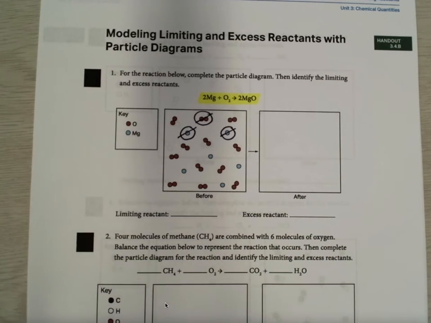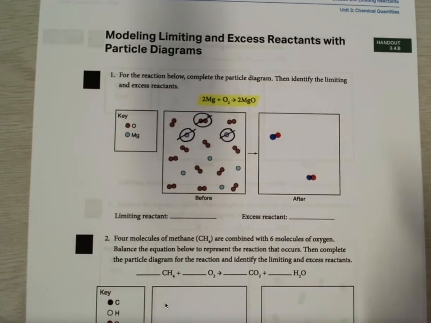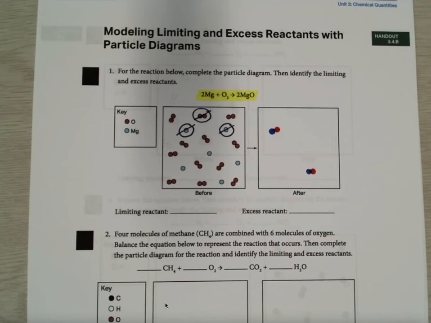So 1 magnesium will go with 1 oxygen. And I need 2 of those, so 1 magnesium will go with 1 oxygen. So there's my 2 MgOs there. Can I do it again?